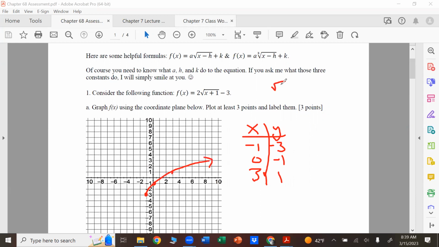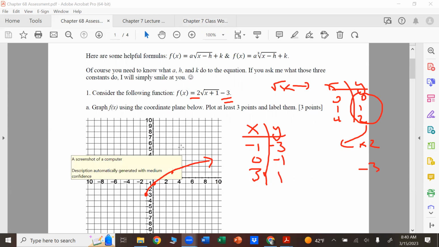Or if you took the parent function, root x, and made a table for that, and then made an adjustment for the new table, that works also. 0, 1, 4 and 0, 1, 2. And because we're shifting 1 left, you take 1 away from the x coordinates. And because we're multiplying by 2 and then subtracting 3 afterwards, using PEMDAS, you can multiply the y values by 2, then subtract 3. You would get those new y coordinates. So that's how that graph is done.